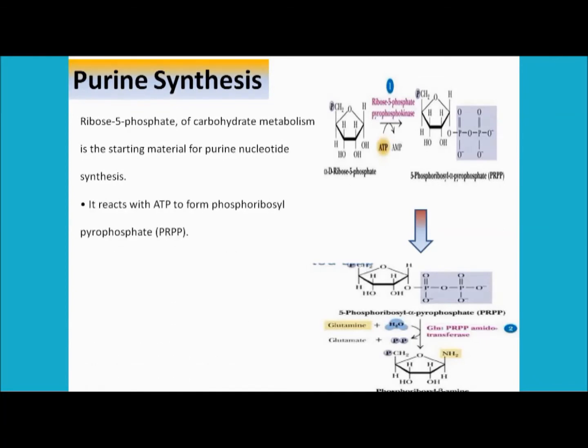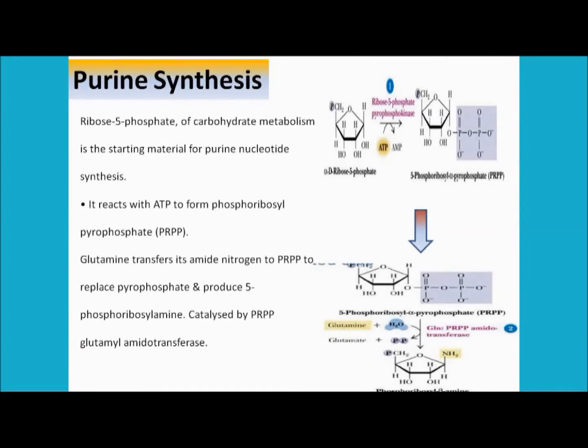Now what is the step? It is going to start with the ATP. So it is going to react with the ATP to form the phosphoribosyl pyrophosphate, PRPP. You remember this term because after this I am going to use only PRPP. The PRPP is the phosphoribosyl pyrophosphate.